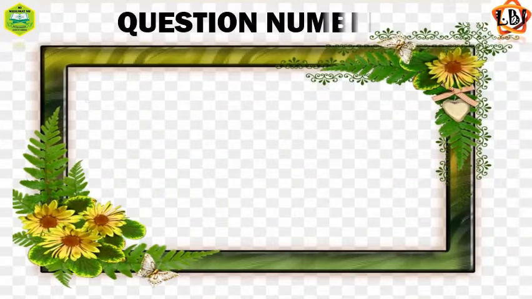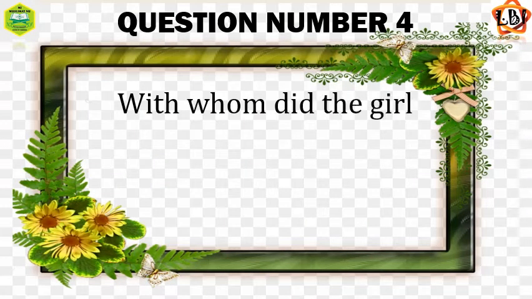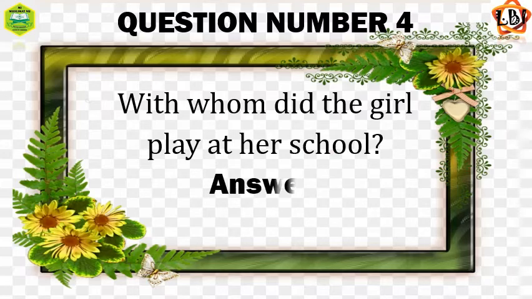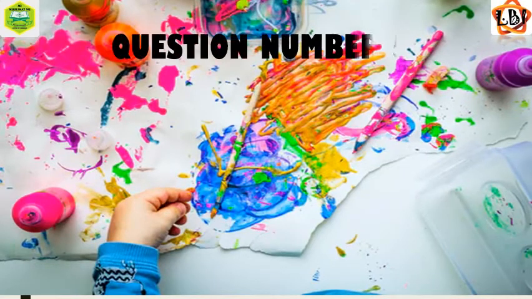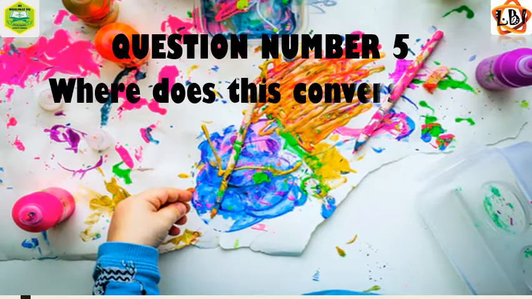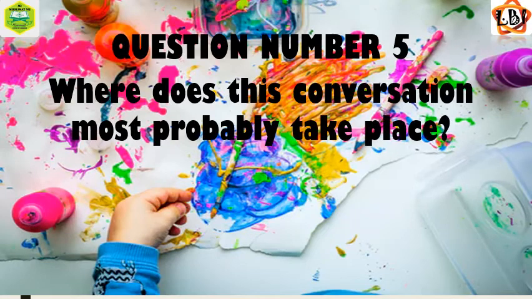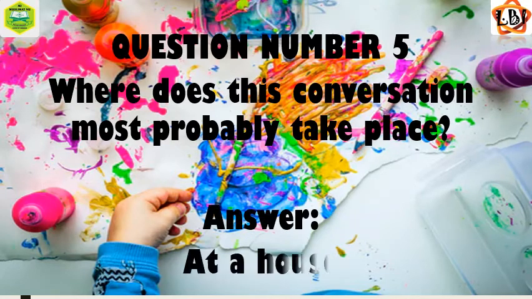Question number 4. With whom did the girl play at her school? Answer: cousin. Question number 5. Where does this conversation most probably take place? Answer: at a house.